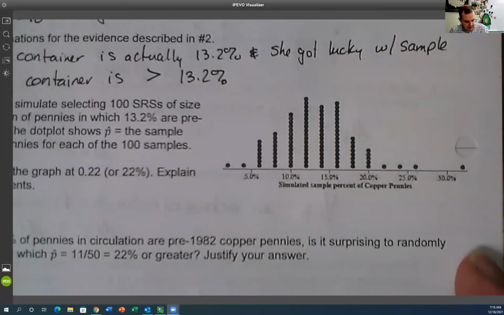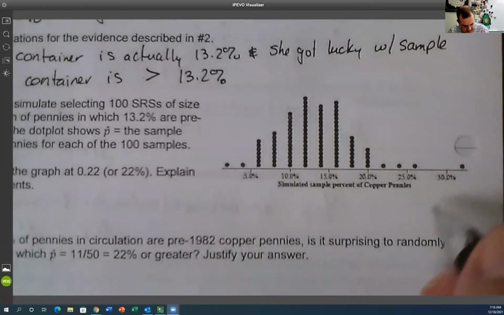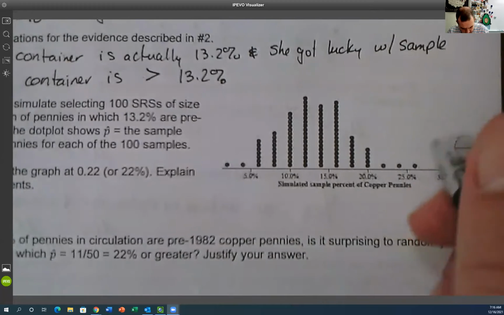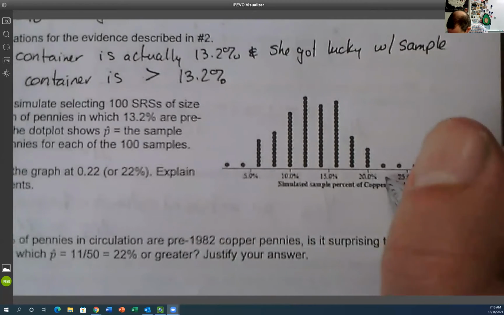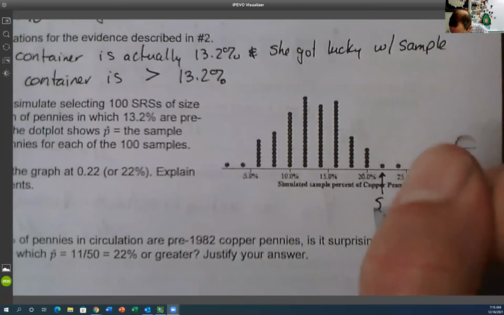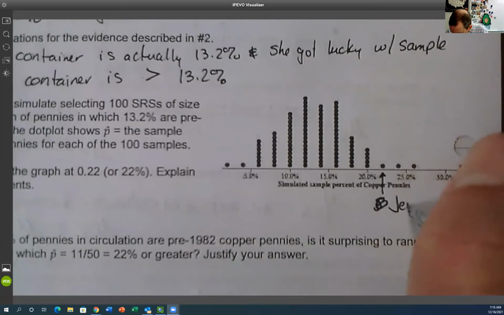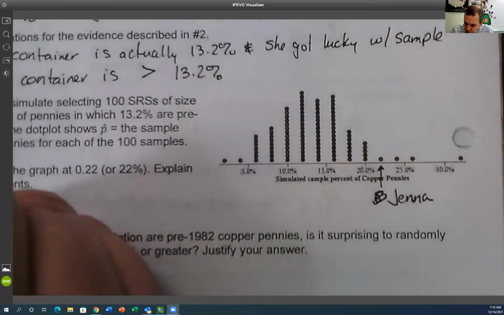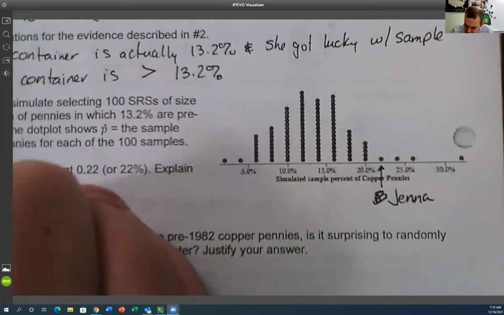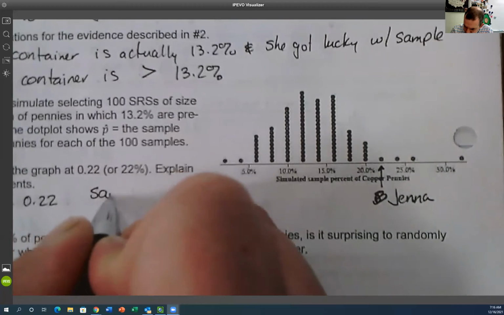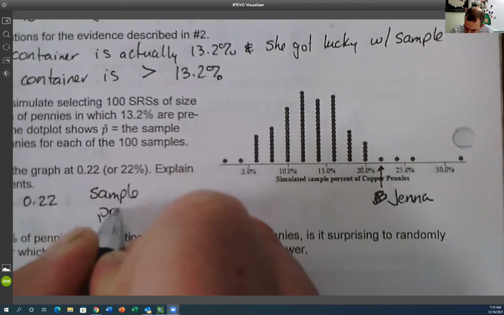There's the one dot on the graph at 22%. So that is this person right there. That's Jenna. And when we look at it, it's a p-hat of 0.22. It's a sample proportion.